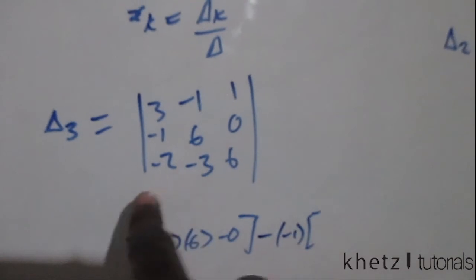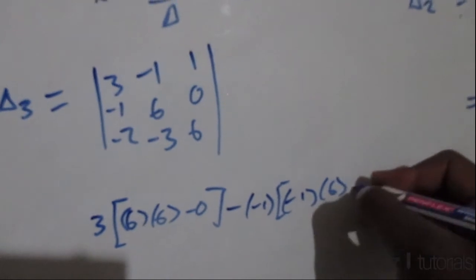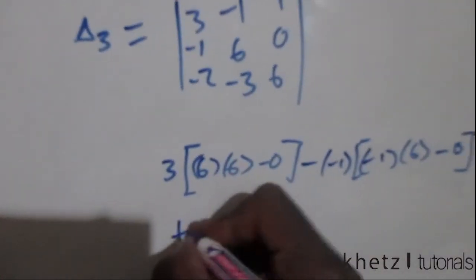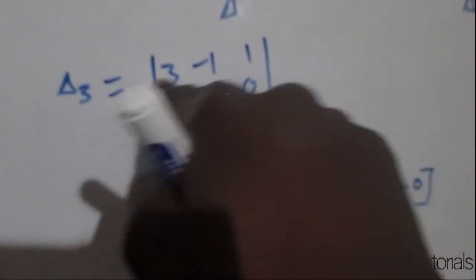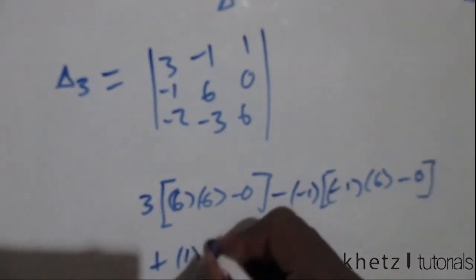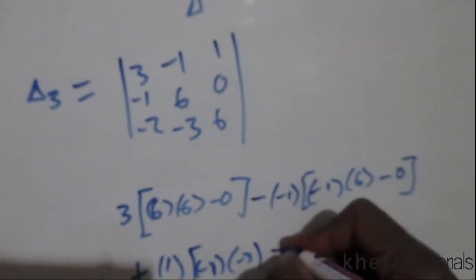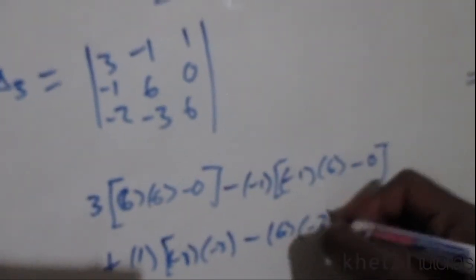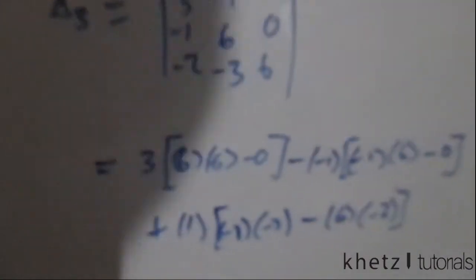and you're left with -1, 0, -2, and 6. So -1 multiplied by 6, and then subtract 0, because 0 multiplied by -2 will give you 0. And finally we have +1, which is the last term there, and you're left with this matrix here, which is the small matrix. So -1 multiplied by -3, and you subtract this, which is 6 multiplied by -2. Right? So let me just quickly punch that into a calculator to find determinant 3.